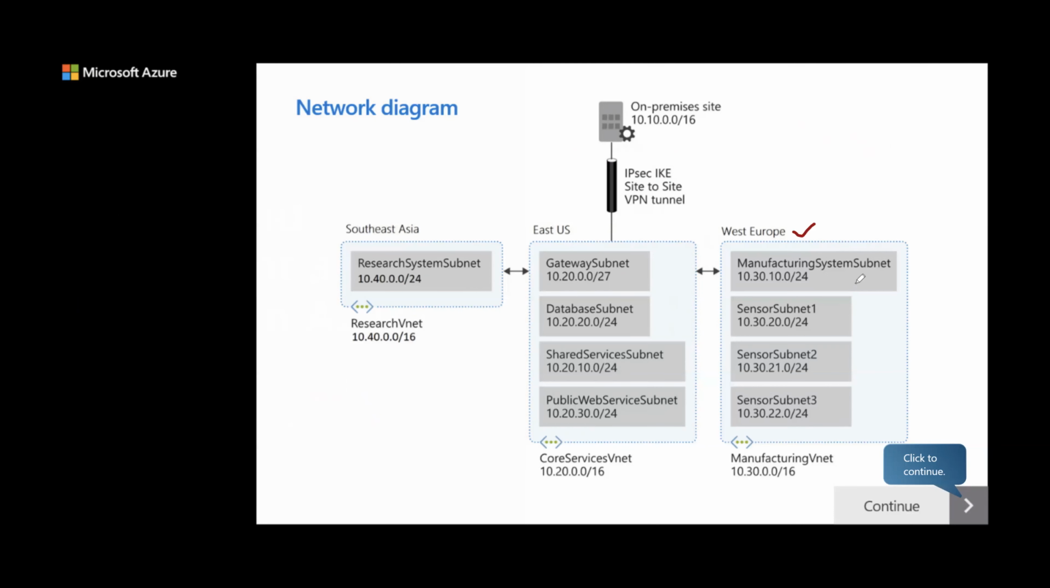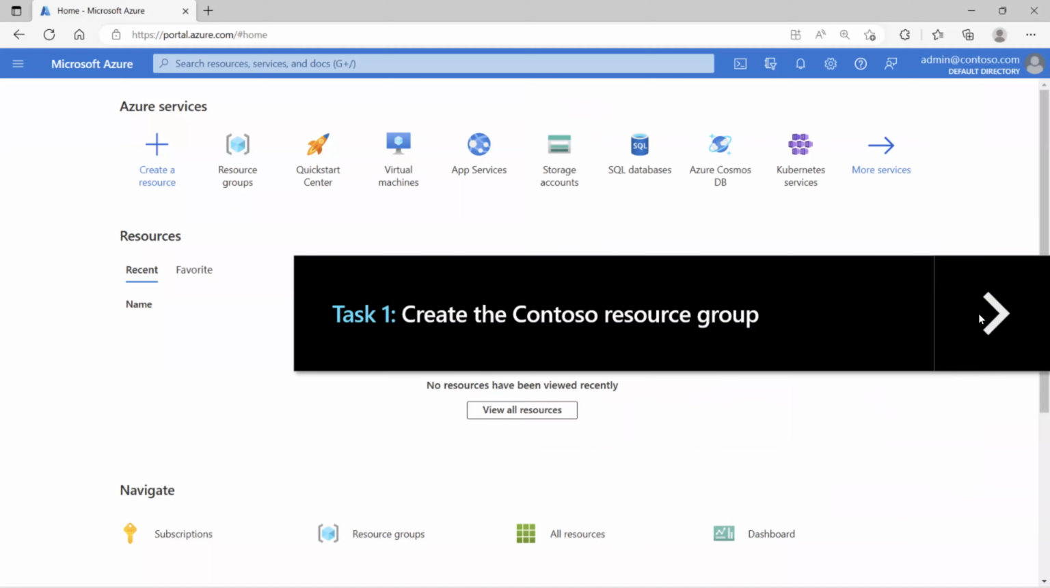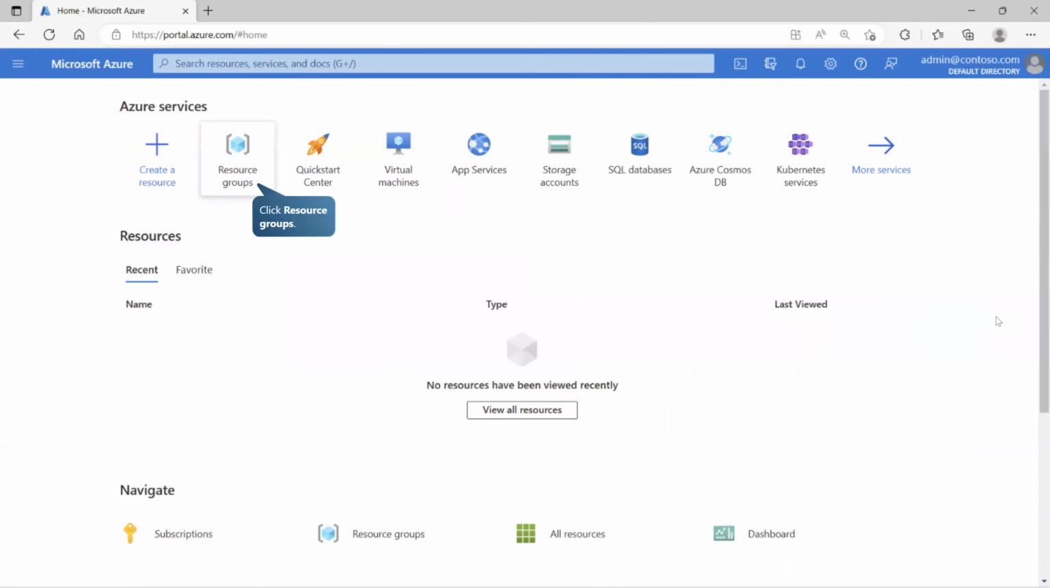Now in West Europe, you have the manufacturing subnet. So you can see this 1030 and 1030, then 20, 21, 22, like that we have. How can we create this within the portal? Very easy. Let me quickly show you. We have one resource group, Contoso, where we'll create this virtual network and the subnets within this interactive lab session. Task one is to create the resource group.